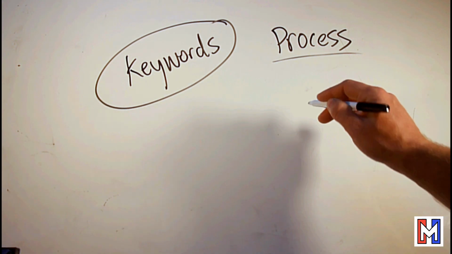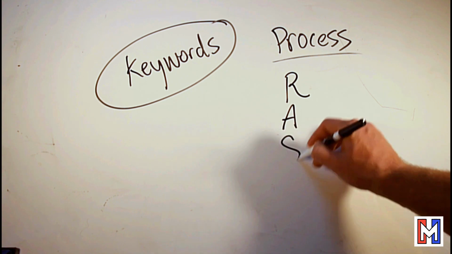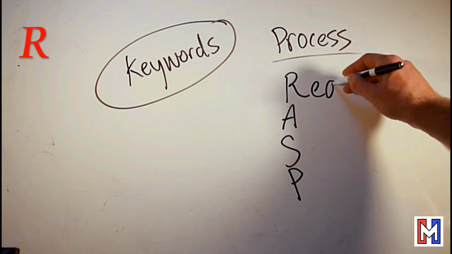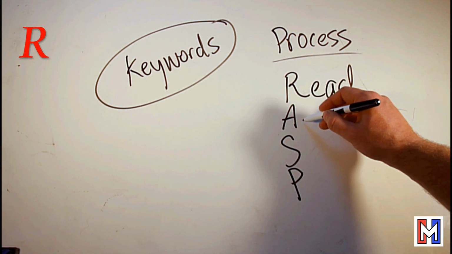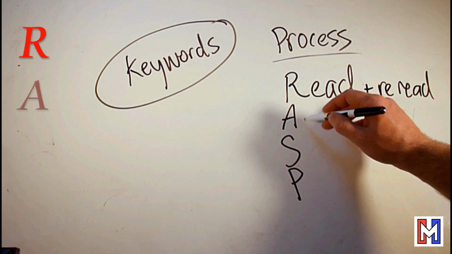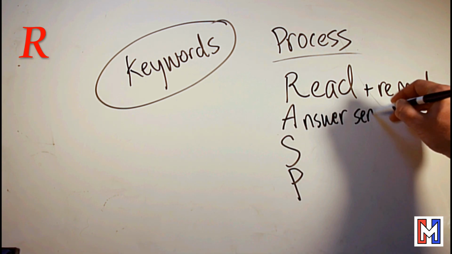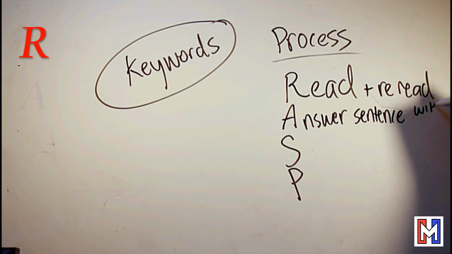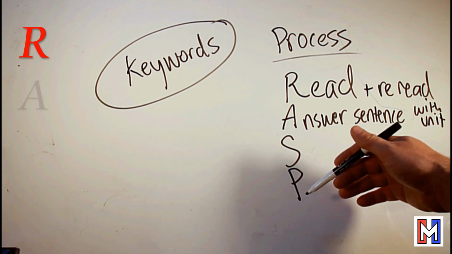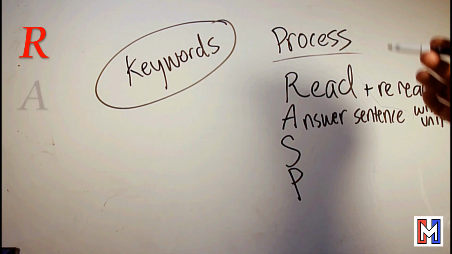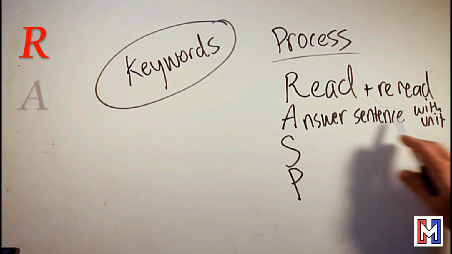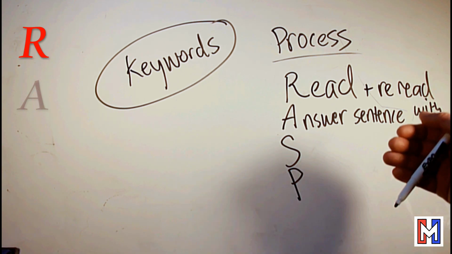The process is pretty simple, and I have an abbreviation. It's RASP, and it stands for read, and reread. A is answer sentence, and that's with a unit. The unit is describing what that number is. 20 what? Apples, goats, toenail clippings, whatever it is, that unit matters. So make sure you have that. That's basically just your answer with a blank spot for what the number's going to be.